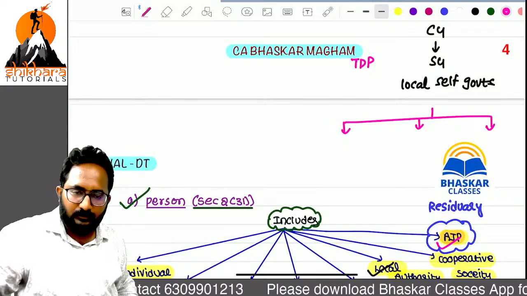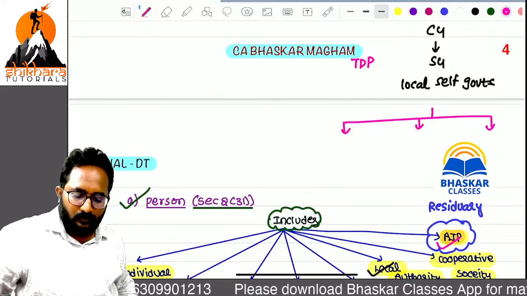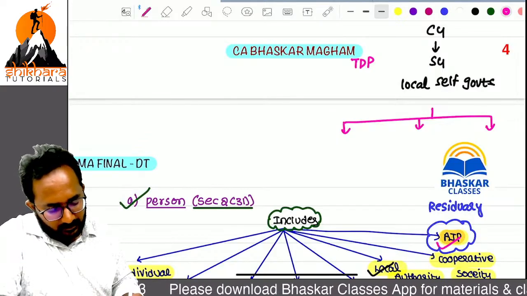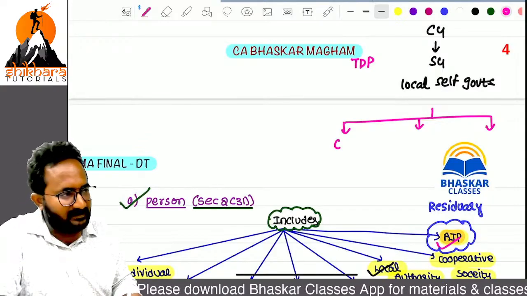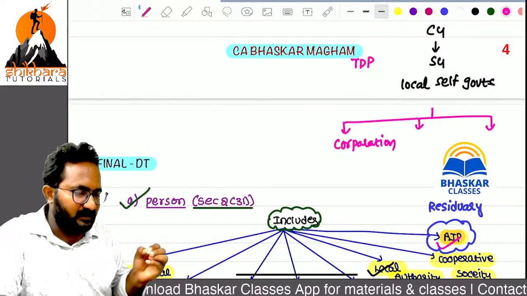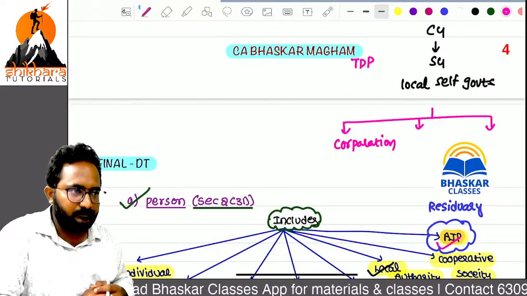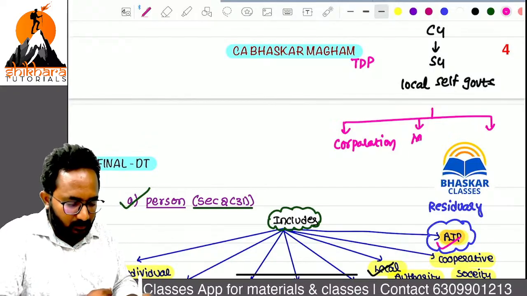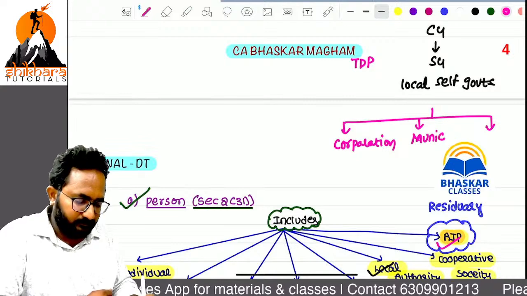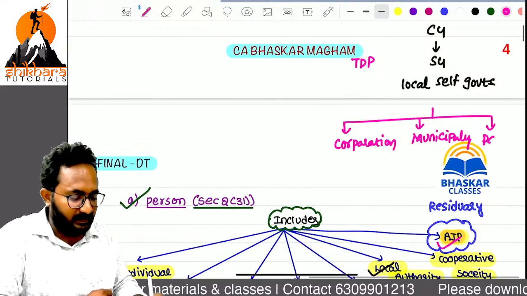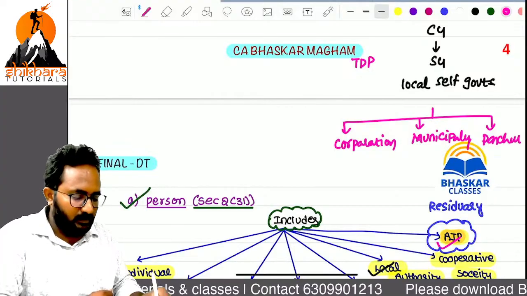First one, yes, ma, corporation level. Yes, corporation level. That means big cities. Next, below the corporation, we have a what, ma? Municipality. Below the municipality, we have a what, ma? Panchayat, like the village structure. Can you tell me?